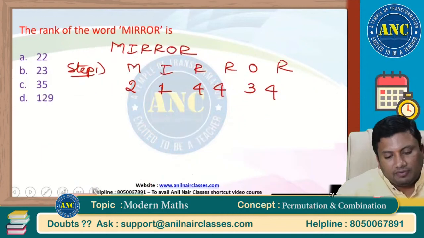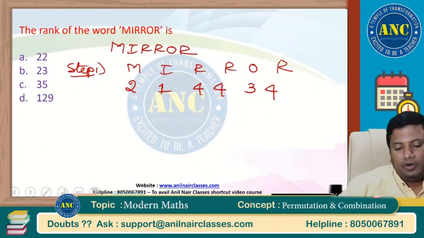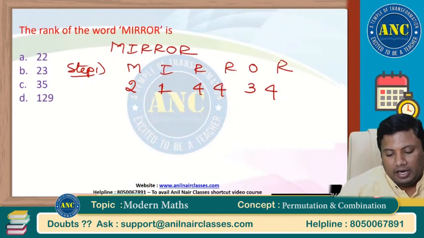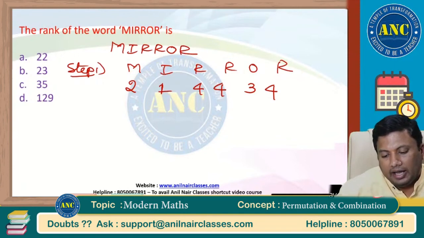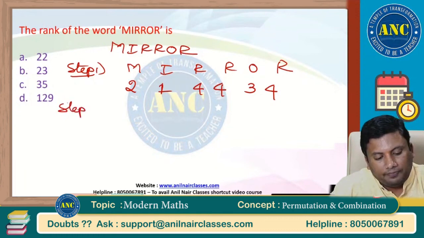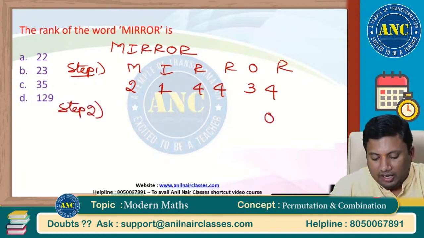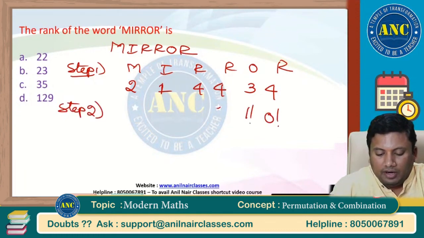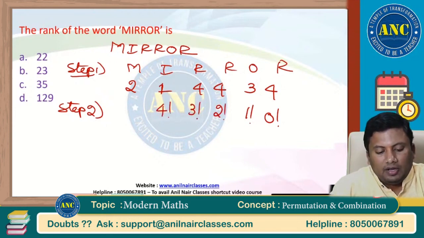Even if the letters of the word are duplicated, you can do it. Step number 1: mirror. I hope it is clear. A, B, C, D, E, F, G, H, I, J, K, L, M, N, O, P, Q, R. Step number 2: start from 0 factorial, 1 factorial, 2 factorial, 3 factorial, 4 factorial and 5 factorial.